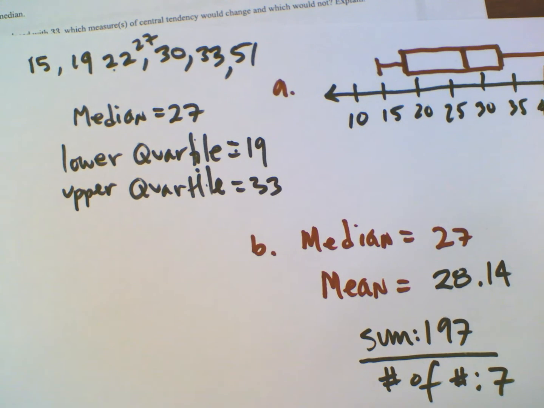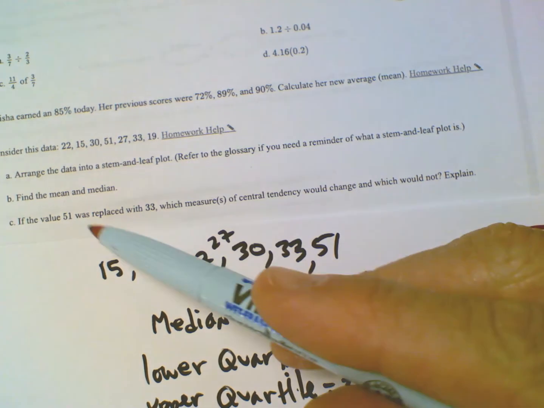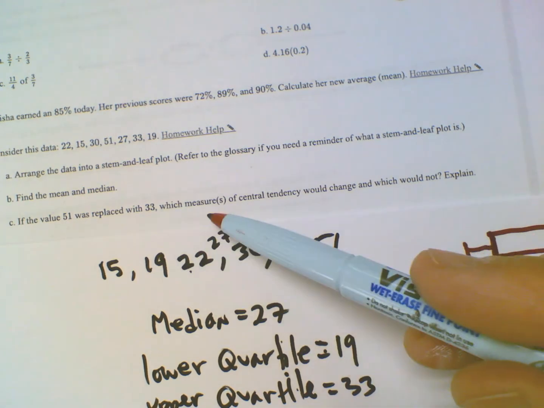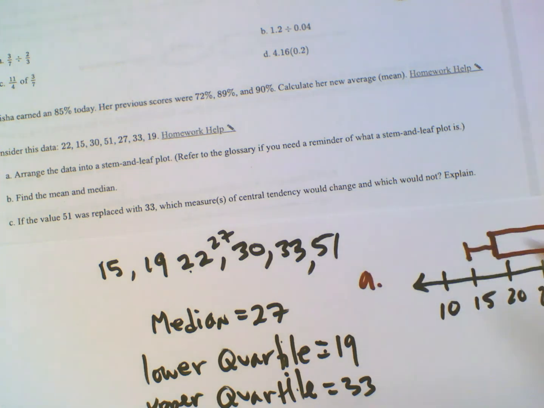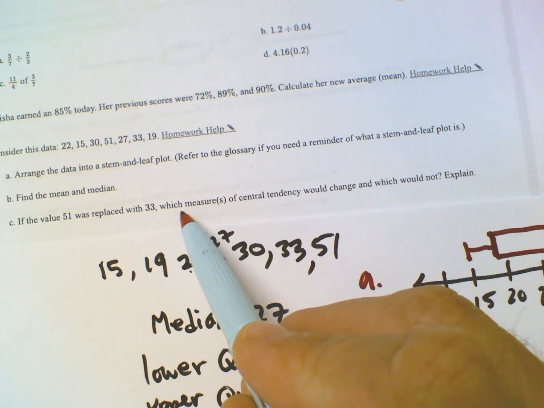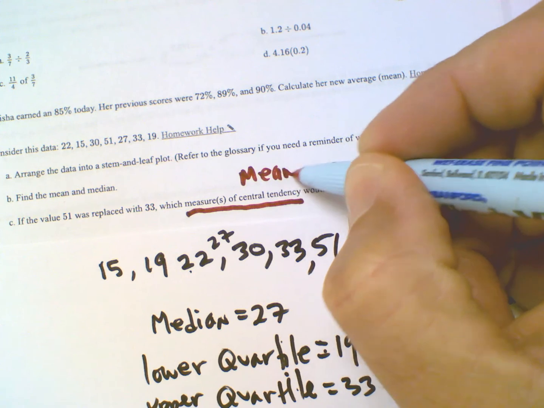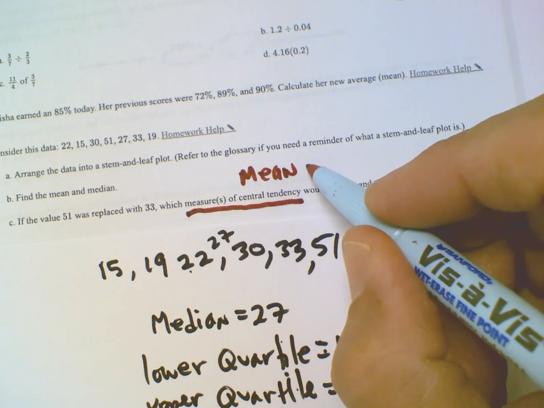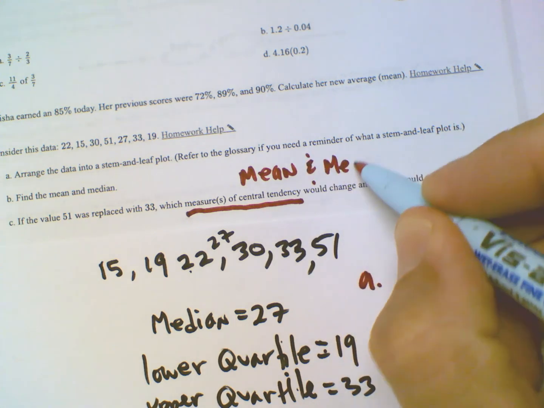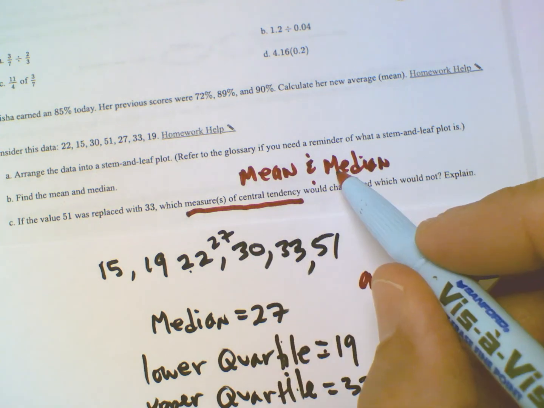There's my mean. The last question, part C, is saying if the value of 51 was replaced with 33, what measures of tendency would change and which would not? So measures of tendency, remember what measures of tendency are? This is what you've got to look up. The measures of central tendency are mean, or average, and median. Those are both the measures of central tendency, mean and median.